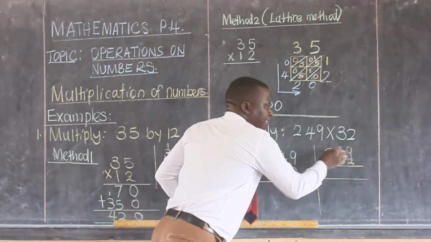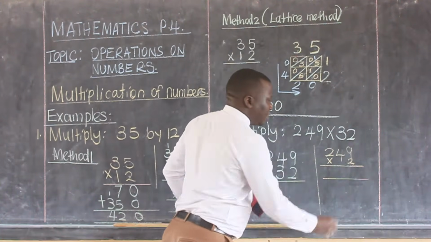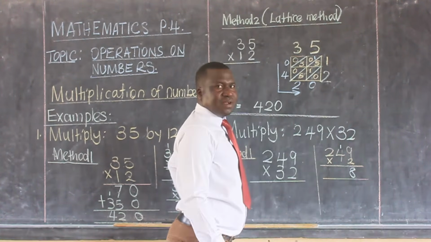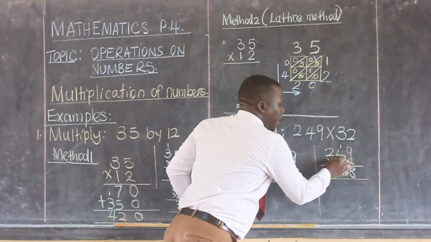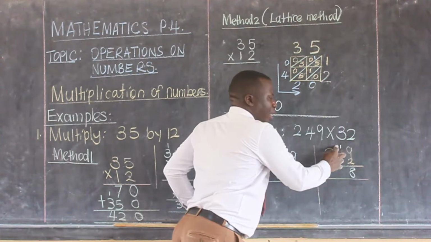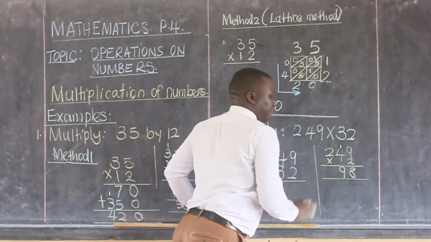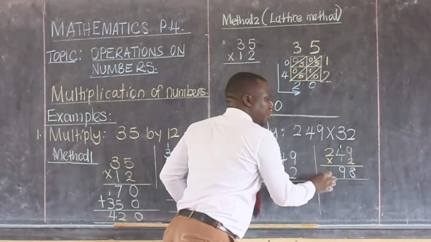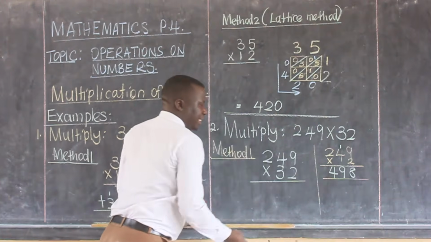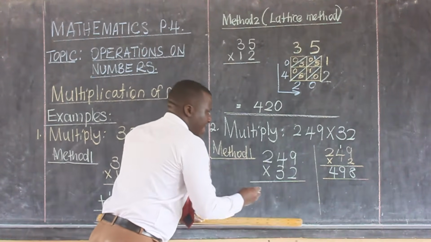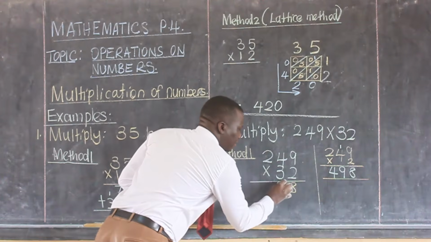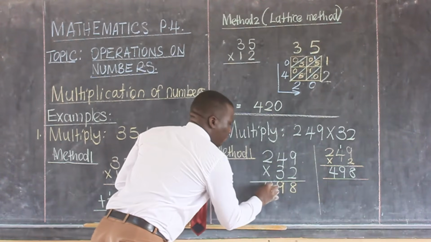What is 2 times 9? You get 18. You write 8, carry 1 to the next place value. 2 times 4, you get 8. 8 plus 1, you get 9. 2 times 2, you get 4. So you are going to bring this answer below here. So you shall have 8, 9, 4.